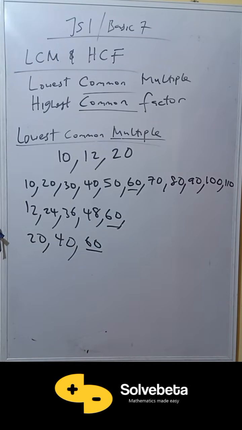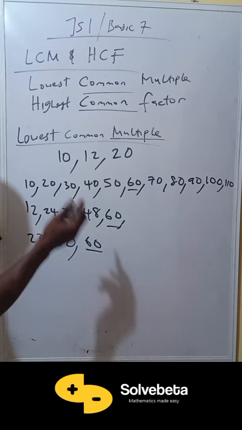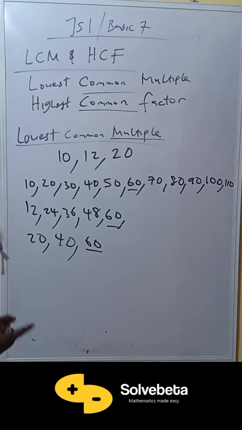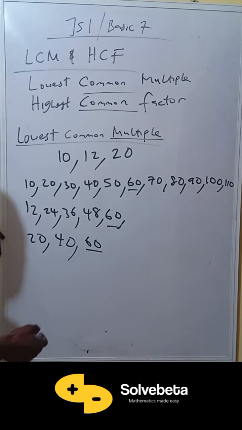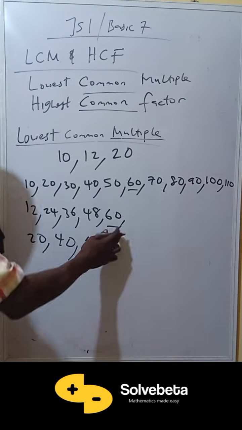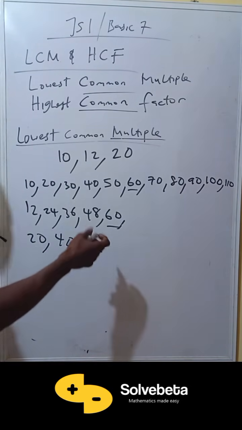It's a common multiple. And if it's a common multiple, it's the least, because it's the first. There are still some other multiples, some other common multiples of these 3 numbers. Let me look for another one for you.